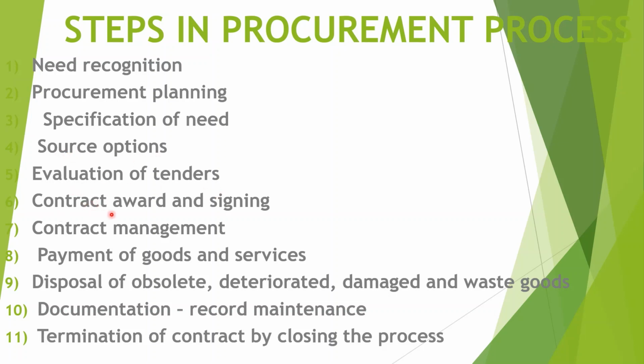Number 6 is contract award and signing. Number 7 is contract management. Number 8 is payment of goods and services. Number 9 is disposal of obsolete, deteriorated, damaged and waste goods. Number 10 is documentation, record maintenance, and the last step is termination of contract by closing the process.